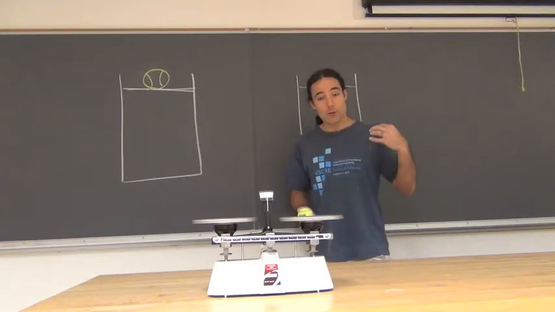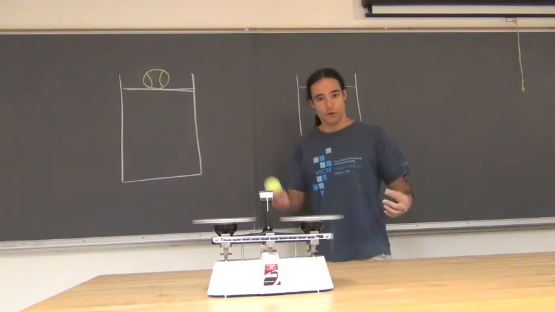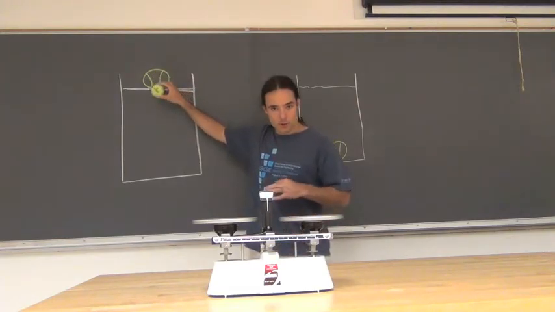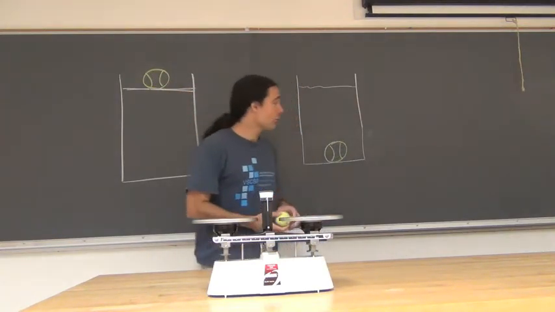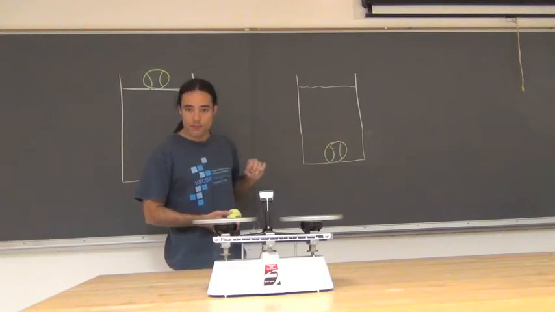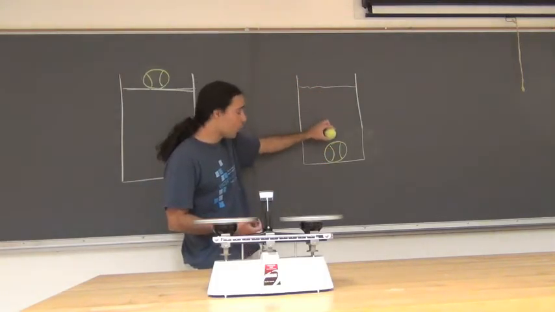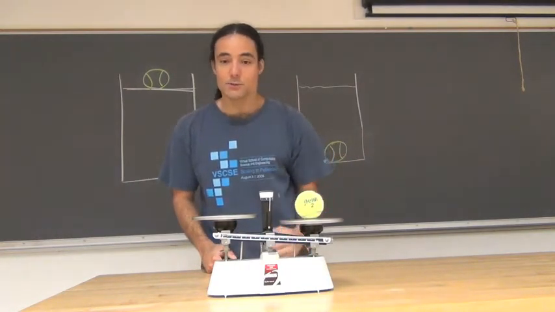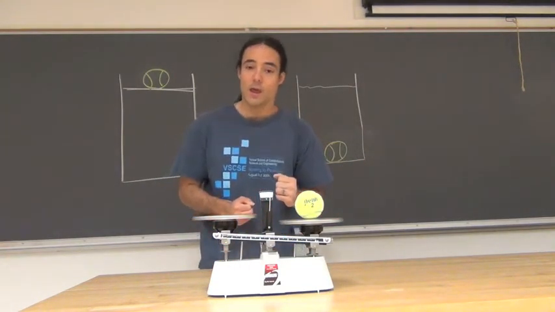Let's see what happens when I try to submerge an object in water. So here I have a tennis ball. Let's say I want to take a tennis ball and try to submerge it in water. Well, gravity is always trying to pull the tennis ball down. So the tennis ball will want to go down. Not too surprising there.